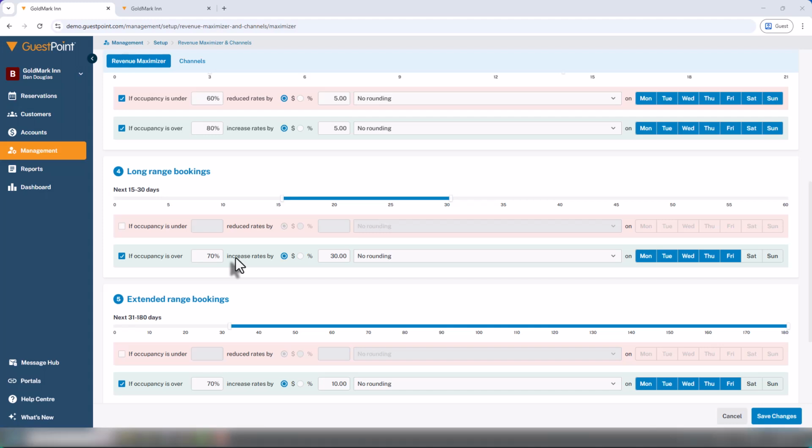One thing to make note of with the Revenue Maximizer is the occupancy, when it reaches a certain amount, will increase the rate or decrease the rate based on what you set. If it's a really quiet period and you take a large group booking and that takes you up over the 80%, your rate will increase.